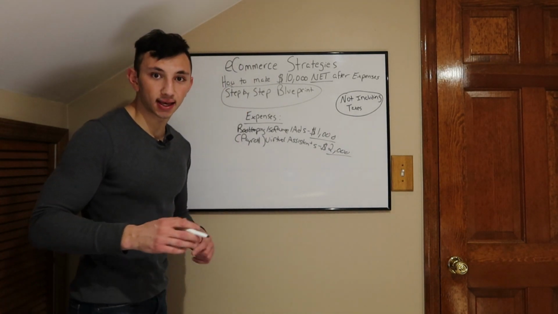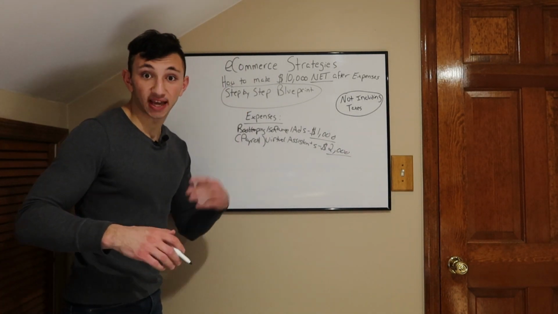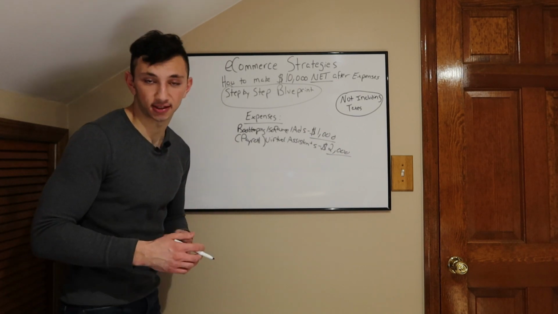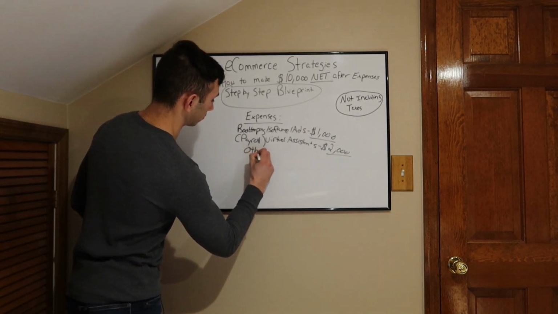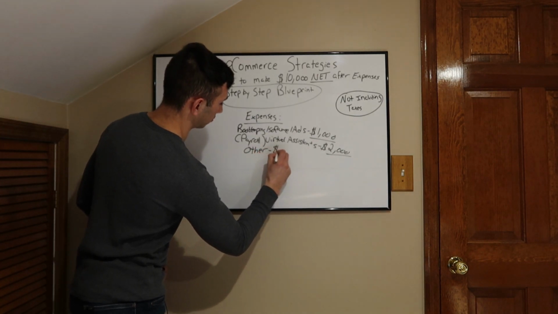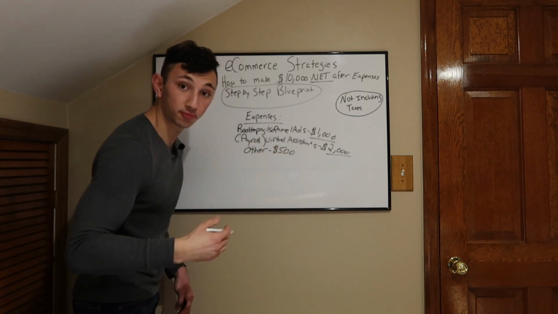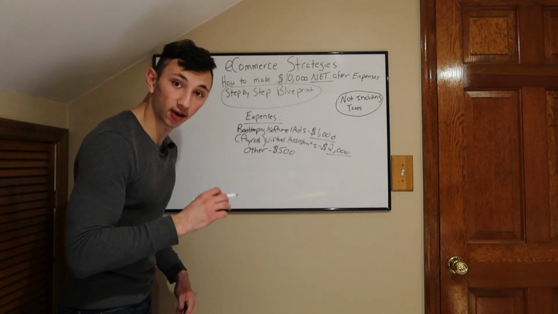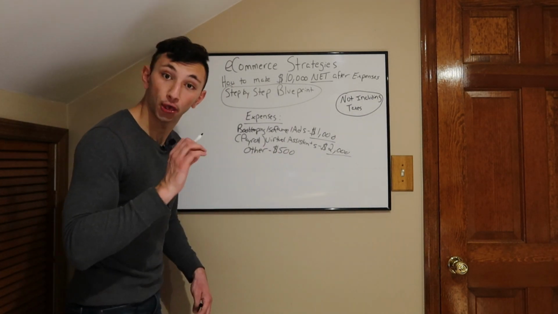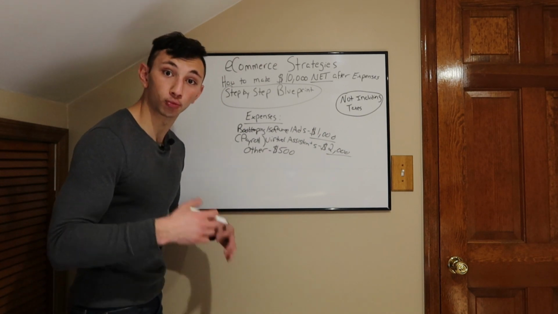And then let's just say that a third category of other expenses is about $500. Which means now our total monthly expenses would equal $3,500 is our total monthly expenses.